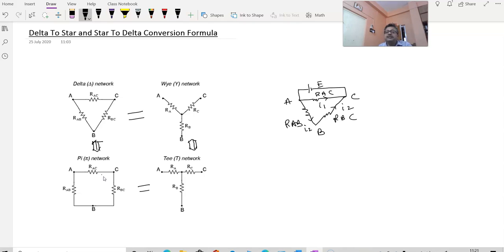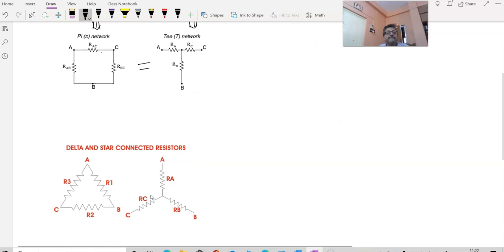Between A and C, what is the resistance here? If you put the cell in between, there is no question of current going through this branch, only between A and C. So between A and C the resistance will be RA plus RC only. So if you can get RA plus RC equal to this RAC, then you can compare this circuit with this circuit. That I will be showing you. Then delta-Y are equivalent, pi and T also equivalent, I am not going to discuss the same thing here.